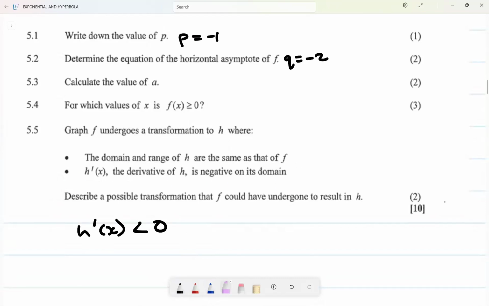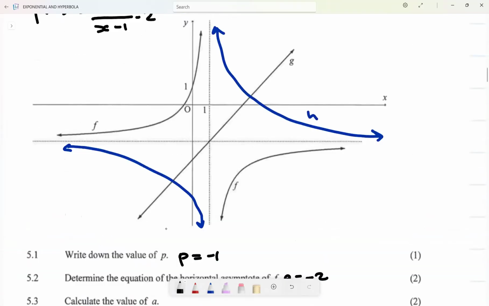Then which transformation is possible here? Remember, if h of x, which is the gradient, is less than 0, it means that your graph is decreasing. If h of x is decreasing, it means the gradient is less than 0, and it also means that h is decreasing on the interval. Okay, yes. So what transformation can happen here?